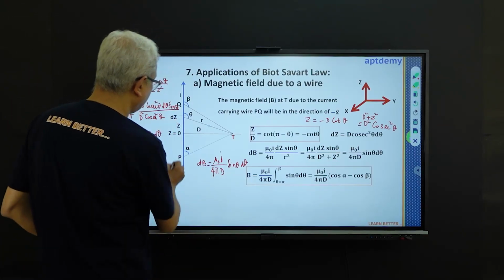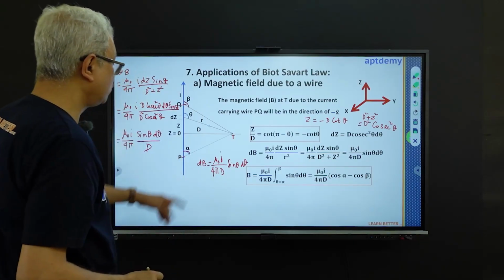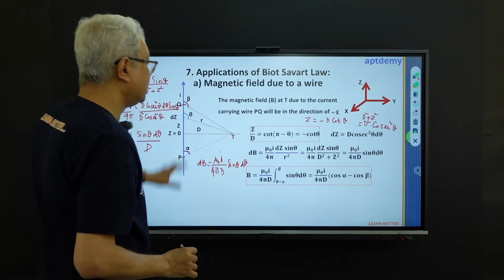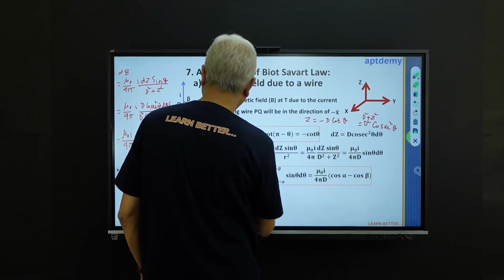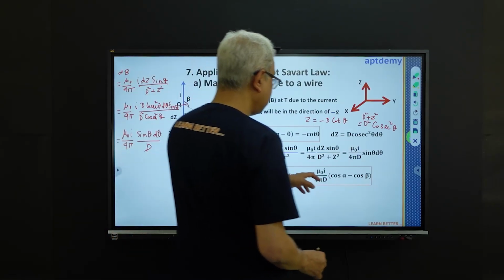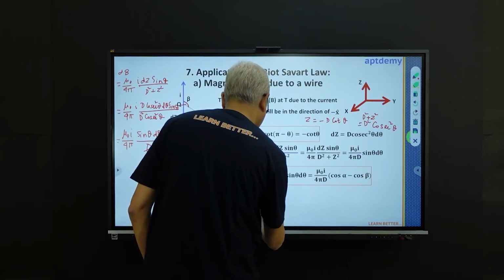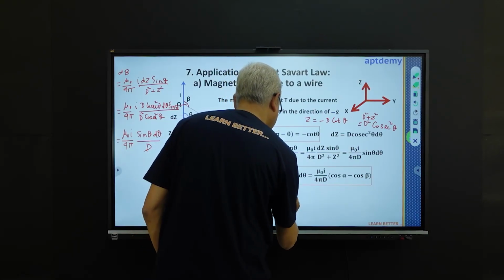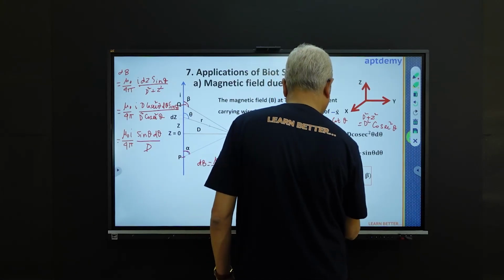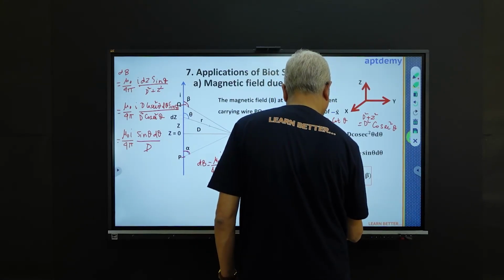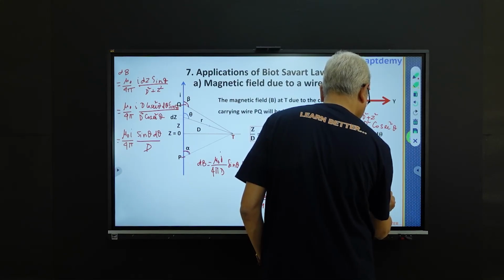Now consider the length element PQ. This angle is alpha and this angle is beta. So the total field produced by the length element PQ will be B equal to the integration of this expression from theta equal to alpha to theta equal to beta. The integration of sin theta d theta is minus cos theta from alpha to beta. So it is basically mu naught I by 4 pi d, cos alpha minus cos beta.